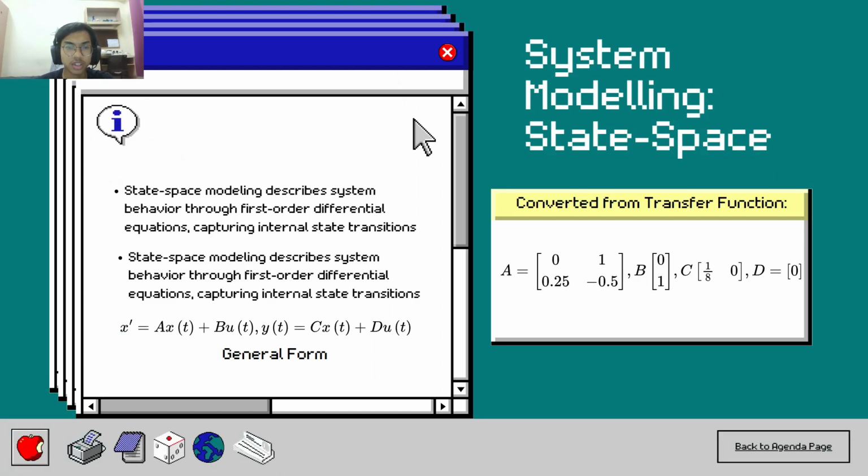Next is the state space model. This model describes the system through first order differential equations. It captures internal state behavior better than transfer functions. The model was derived from the transfer function into the state space form using MATLAB.